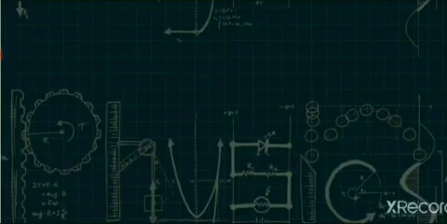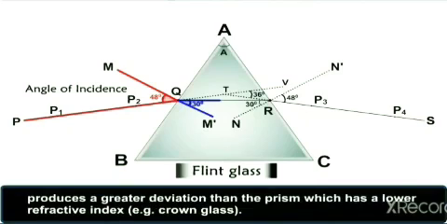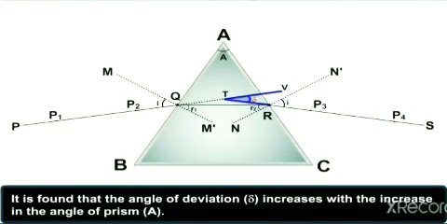2. Dependence of angle of deviation on the material of prism or refractive index. It is found that for a given angle of incidence, the prism with a higher refractive index, for example flint glass, produces a greater deviation than the prism which has a lower refractive index, for example crown glass. 3. Dependence of angle of deviation on the angle of prism. It is found that the angle of deviation, delta, increases with the increase in the angle of prism, A.